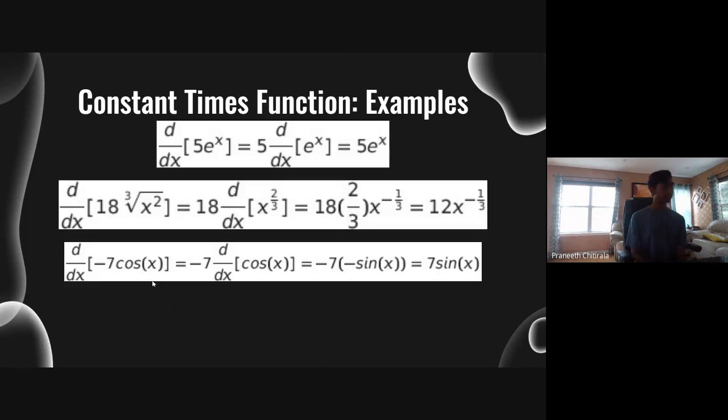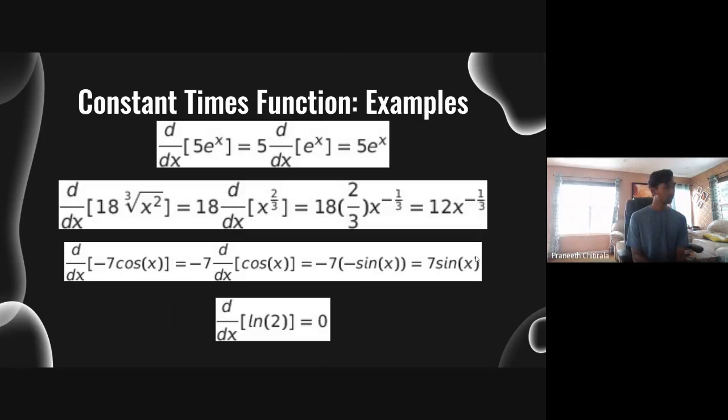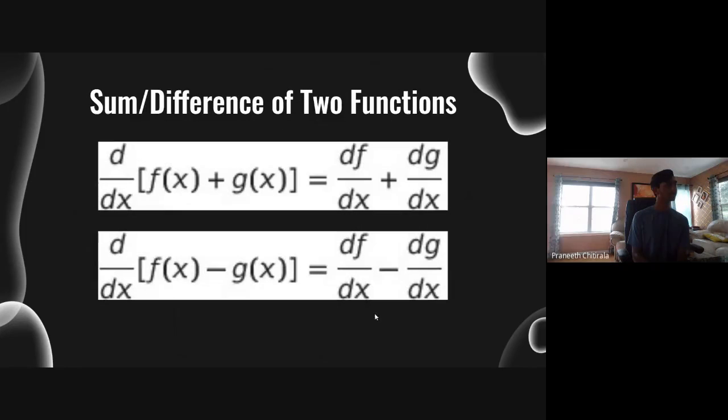Now with the derivative of negative 7 times cosine of x, bring the negative 7 out of the derivative, and then you have the derivative of cosine of x. And that is just negative sine of x. So multiplying that here gets you 7 sine of x. And now look at this: natural log of 2 is a constant. So the derivative of any constant is 0. So that's how we get it here.